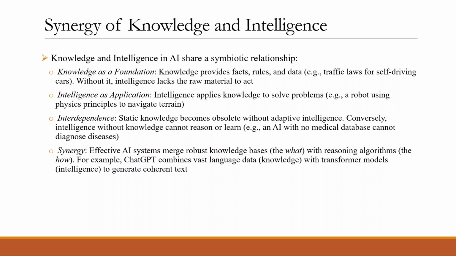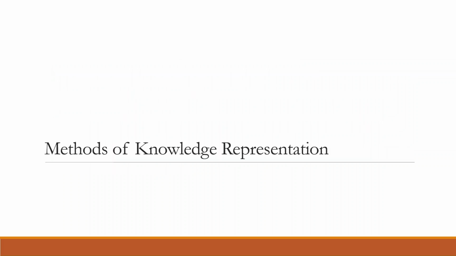Interdependence. Static knowledge becomes obsolete without adaptive intelligence. Conversely, intelligence without knowledge cannot reason or learn. For instance, an artificial intelligence with no medical database cannot diagnose diseases. Of course, it needs information about diseases. And synergy. Effective artificial intelligence systems merge robust knowledge bases, the what, with reasoning algorithms, the how. For example, ChatGPT combines vast language data, the knowledge, with transformer models, the intelligence, to generate coherent text.